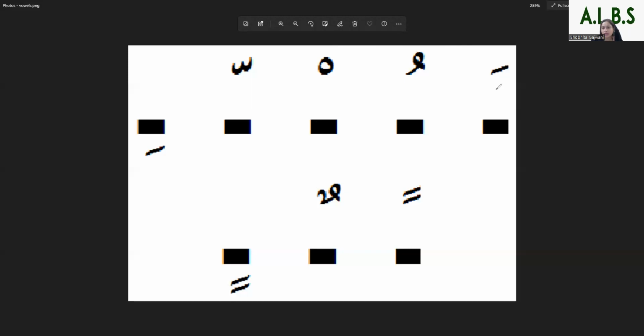So the first one is called fatha. This symbol is known as dhamma. Now this symbol is known as sukoon. This symbol is known as shadda. All right. Now this one is known as kasra. These are all the short vowels except shadda. All right.